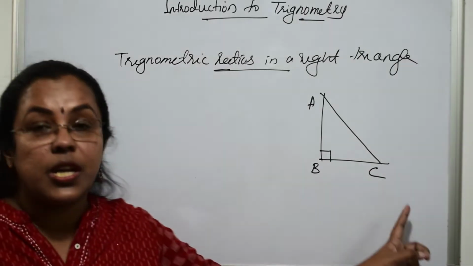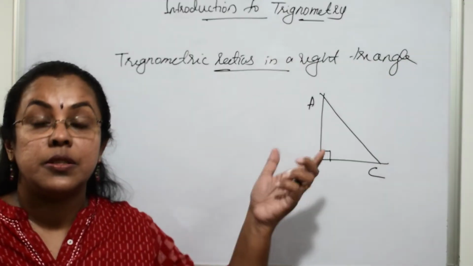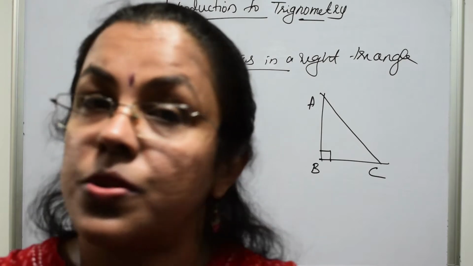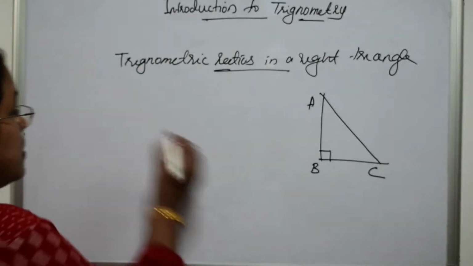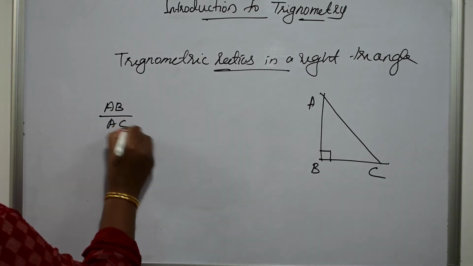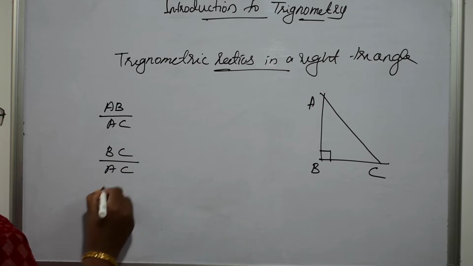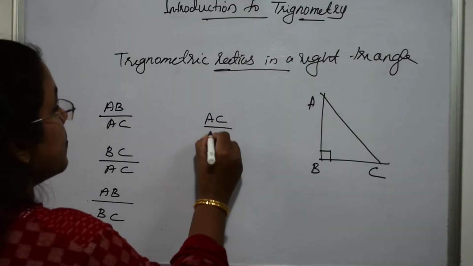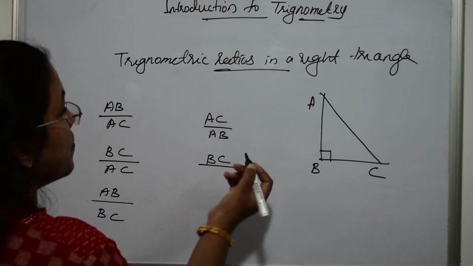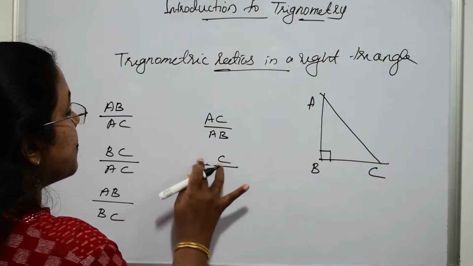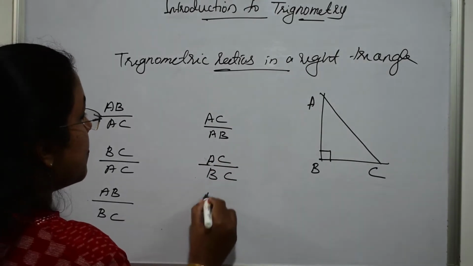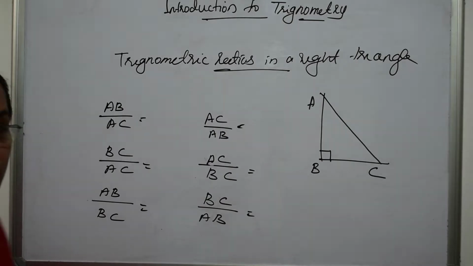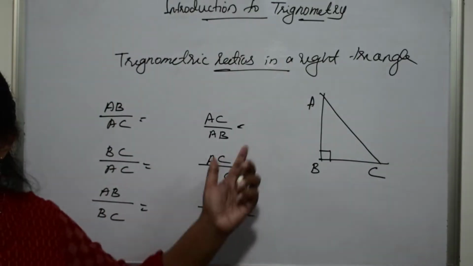Okay? Since there are three sides in a triangle, on arranging these three sides, how many ratios will we get? Just pause the video and try to write the ratios. I hope all of you get these 6 ratios. On arranging 3 sides, we get 6 ratios.